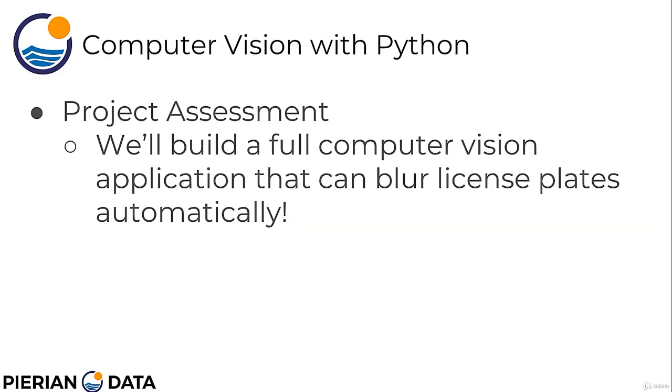At the end, we'll have a really cool project assessment where we're going to build a full computer vision application that can actually blur license plates automatically given an image. So it'll see an image, detect where the license plate is, and then we'll apply our own blur to that license plate. So it's going to be this really awesome application.